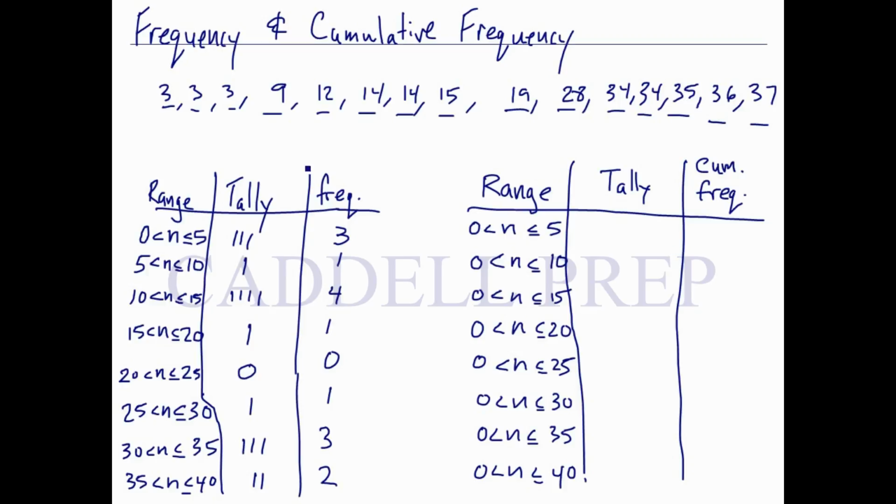So now if we tally these from 0 to 5, we have 1, 2, 3. From 0 to 10, we still count these again. So we have 1, 2, 3, 4. From 0 to 15, 1, 2, 3, 4, 5, 6, 7, 8. Then 0 to 20, 1, 2, 3, 4, 5, 6, 7, 8, 9. 0 to 25, 1, 2, 3, 4, 5, 6, 7, 8, 9. Again, it didn't go up at all.